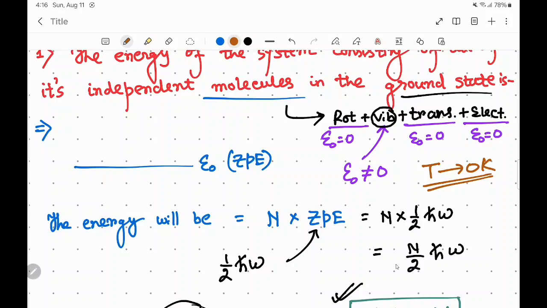In that case, all molecules reside at the ground state, right? That's why rotational energy will be zero, translational energy will be zero, electronic energy will be zero, everything will be zero. But in the vibrational ground state, there is energy. Zero point energy is there. That's why the internal energy will not be zero.